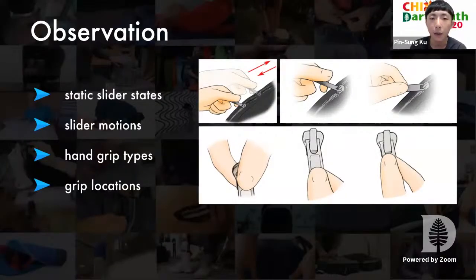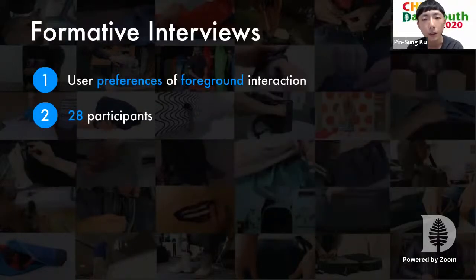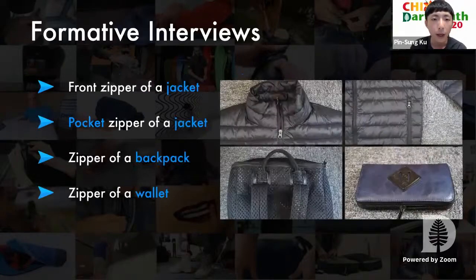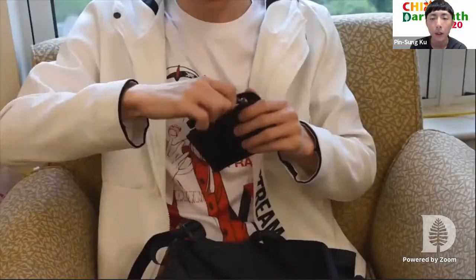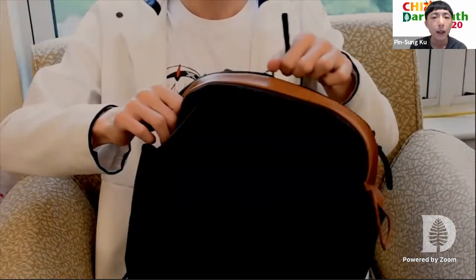We observed several common zipper states and operations and summarized the potential opportunities for enabling foreground and background interactions. In addition, we conducted an interview study to improve our understanding of user preferences. 28 participants were recruited in the study, and 4 conditions on different zipper objects were included. For each of the 4 zipper conditions, participants first tried every technique, then reported their preference using a 7-point Likert scale.